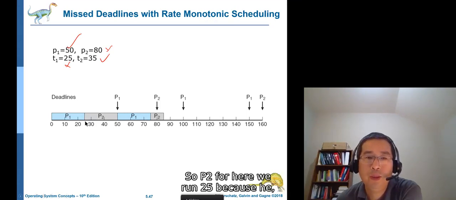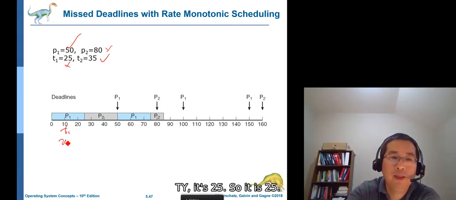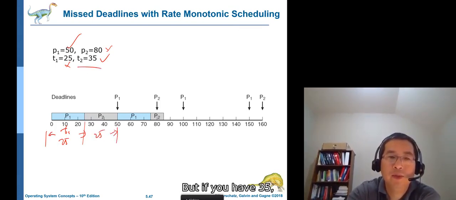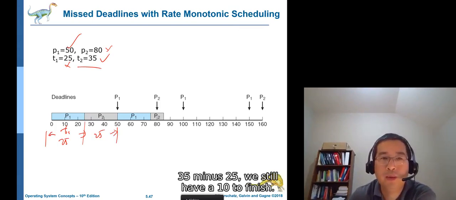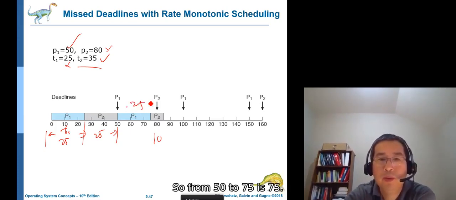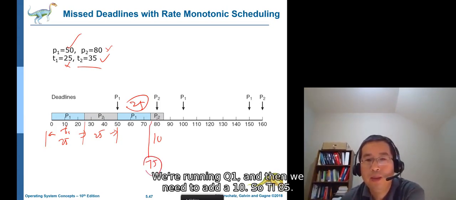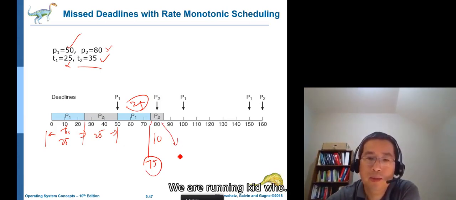So for here we run 25 because P1's execution time is 25. And then for the rest is 25. But P2 has 35. 35 minus 25, we still have 10 to finish. And then for this one is also 25, so it means from 50 to 75. This is 75. We are running P1, and then we need to add 10. So till 85, we are running P2.